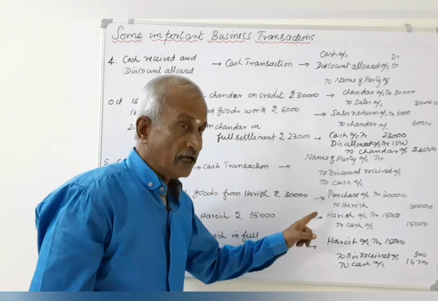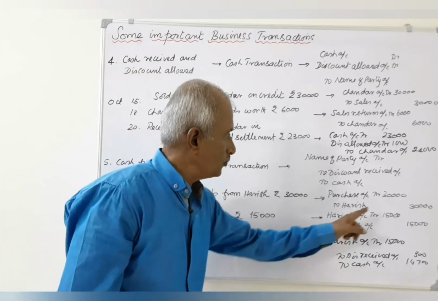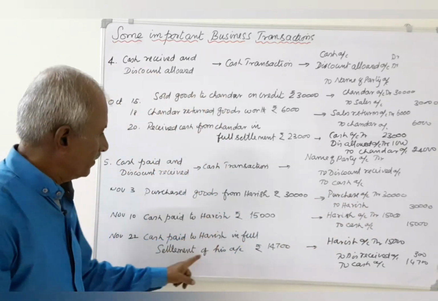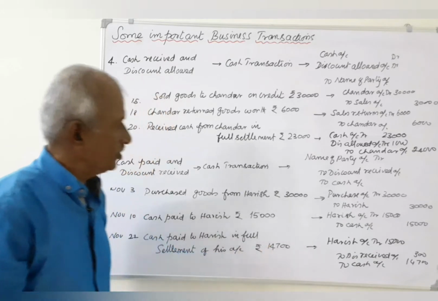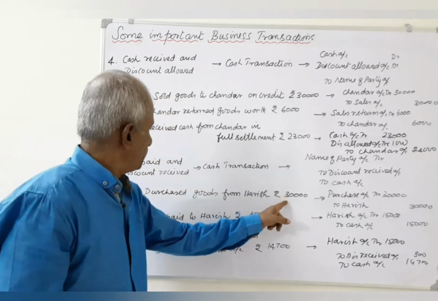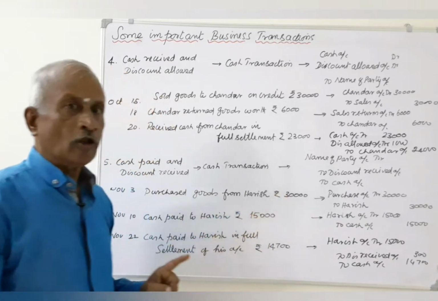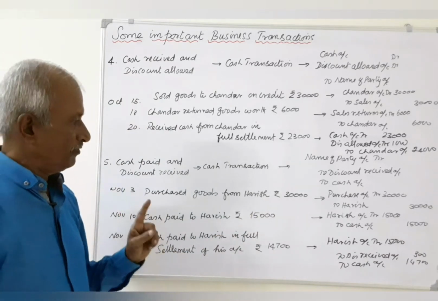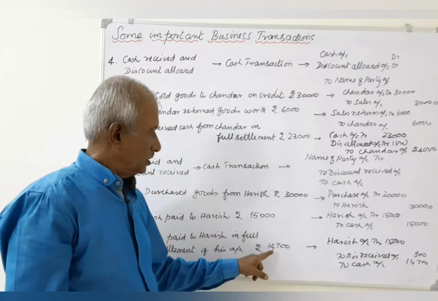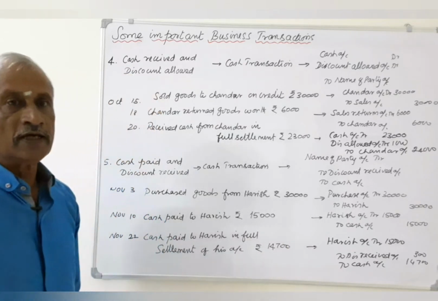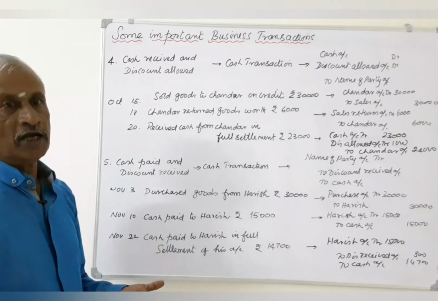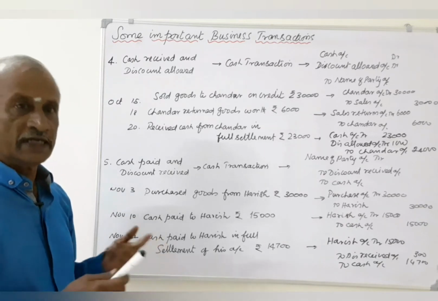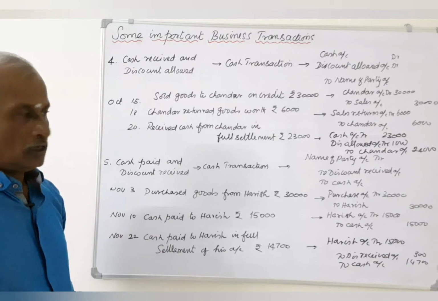So it is a payment entry. So Harish account debtor to cash 15,000. Cash paid to Harish in full settlement of his account 14,700. 30,000 purchased, 15,000 already paid. So remaining amount to be paid is 15,000, but only 14,700 has been paid. So remaining 300 is nothing but discount received. So it is an income for the business.